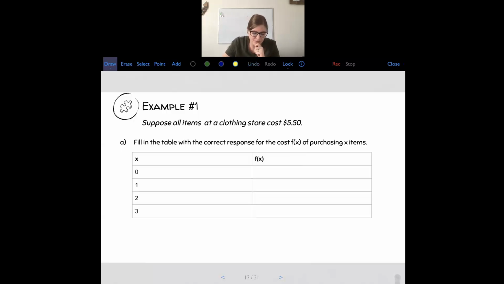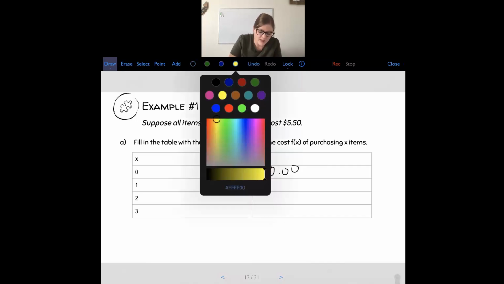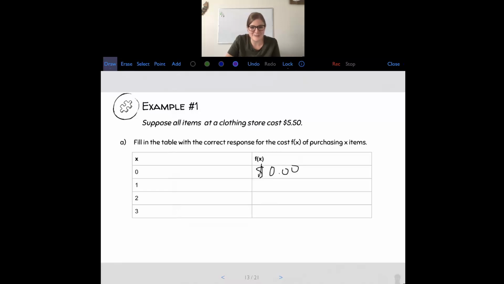Okay. So example 1, suppose all items at a clothing store cost $5.50. This is $5.50 per item, cost per item. Okay, so fill in the table with the correct response for the cost, f of x, of purchasing x items. So if you don't purchase any items, you're going to spend $0. Okay, there's no fee for getting in this store or no cover charge as outlined in the problem.